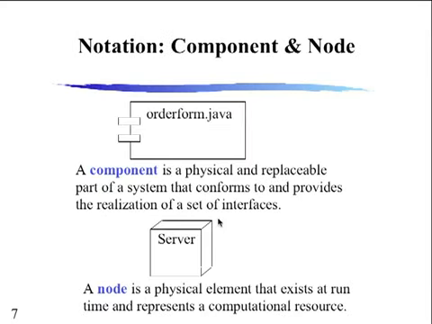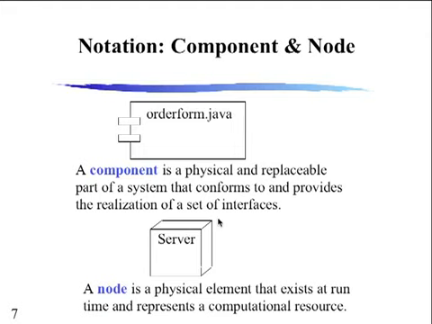So here's some more notation for you. We have things that we don't have in entity relationship or structured analysis and design. We have components, packages, nodes. Let's talk about the component for a second. It's a physical or replaceable part of the system that conforms to and provides the realization of a set of interfaces. That's what a package actually sort of is, or a library, or an external component that's being used that's giving you a set of interfaces.